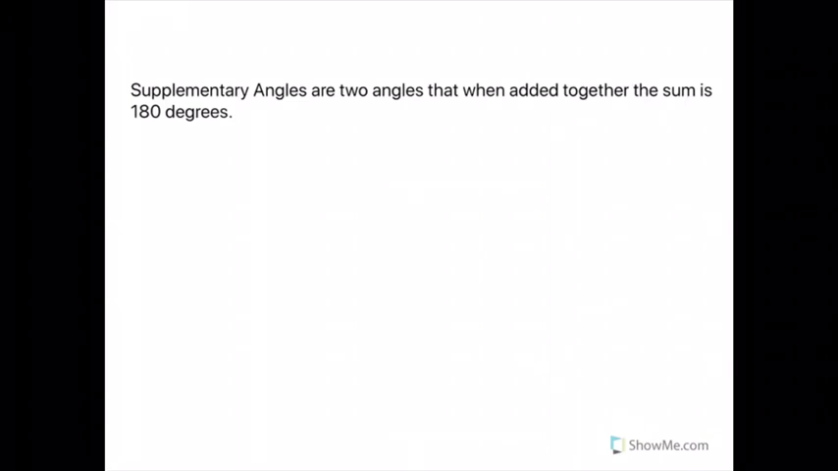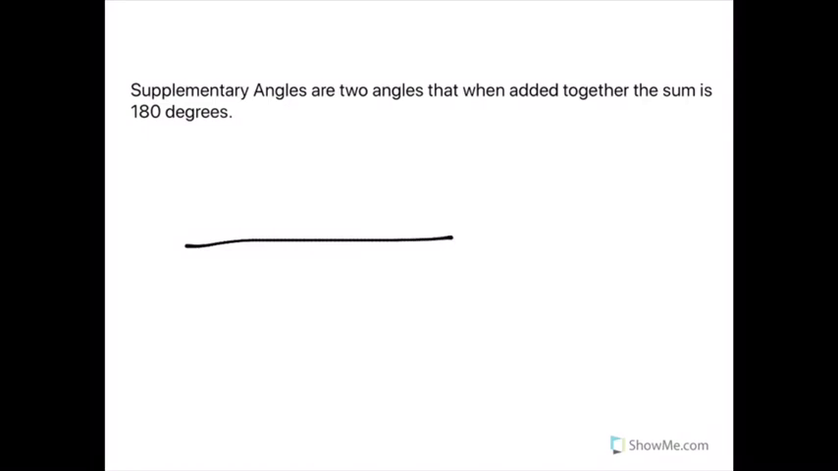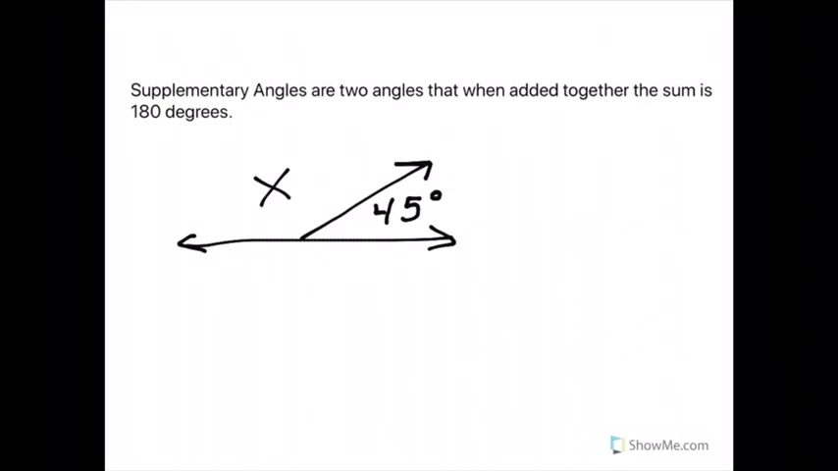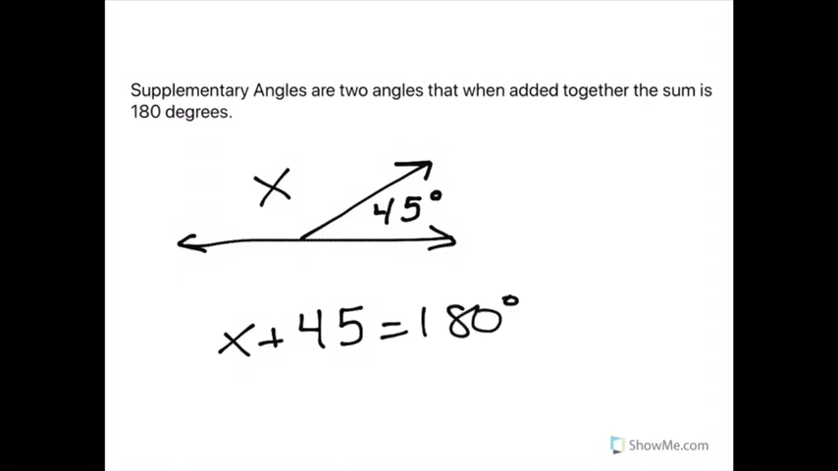Let's start with supplementary angles. They are two angles that add up together to sum 180 degrees. Straight line, and we add a ray. Let's say that this angle is 45 degrees, but we're not sure what the other angle is. We could write an algebraic equation to show that x plus 45 must equal 180 degrees.